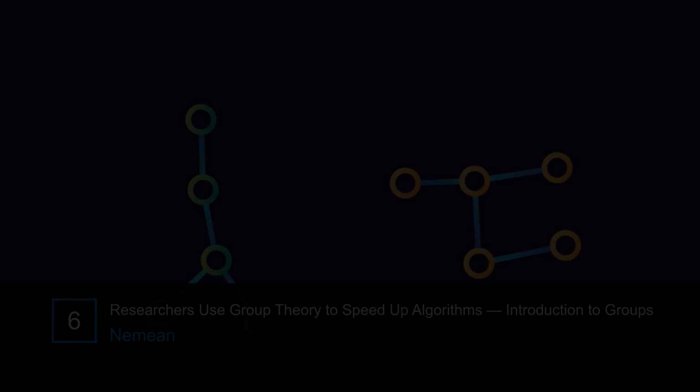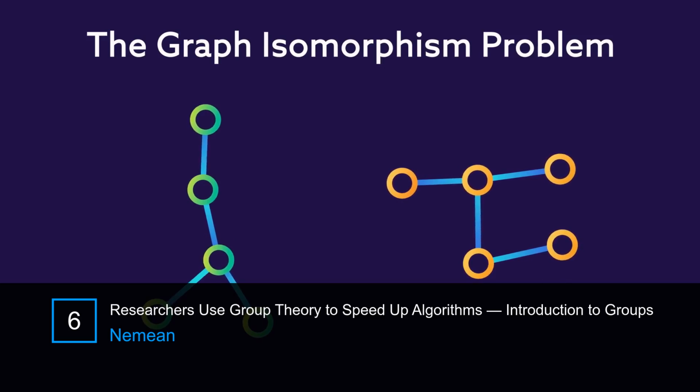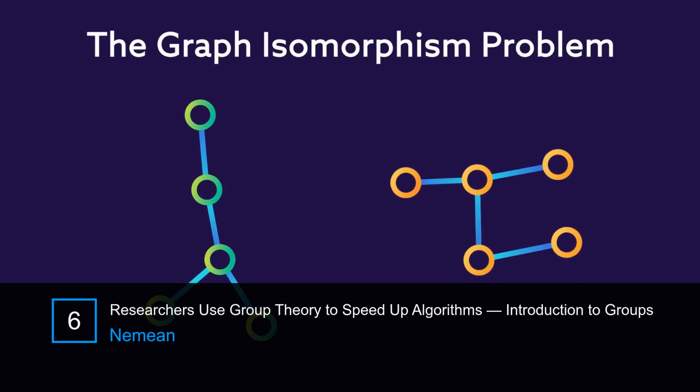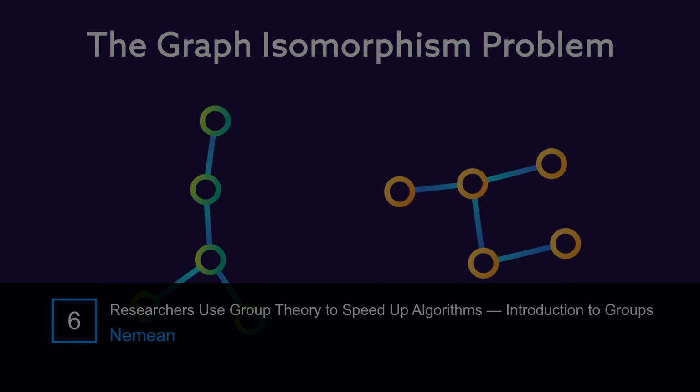It's a famous problem in computer science called the graph isomorphism problem. Given 2 graphs, decide whether one can be transformed into the other. For example, these 2 here might look different on first glance, but watch how they are just reshaped.